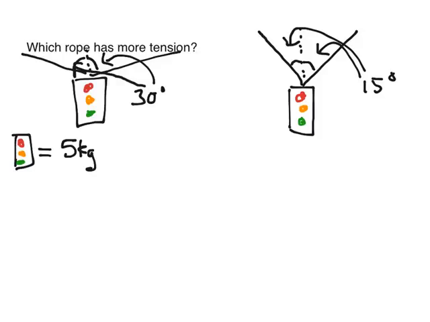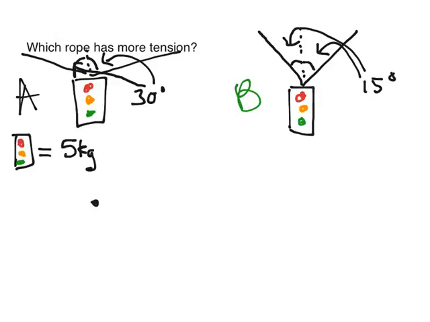Hello class, so this is which rope on a wire has more tension. So it's the same stoplight. Both of these stoplights are going to be 5 kilograms total. So right now, draw a free body diagram for both stoplight A and stoplight B. So go stop, draw a free body diagram for both of them.